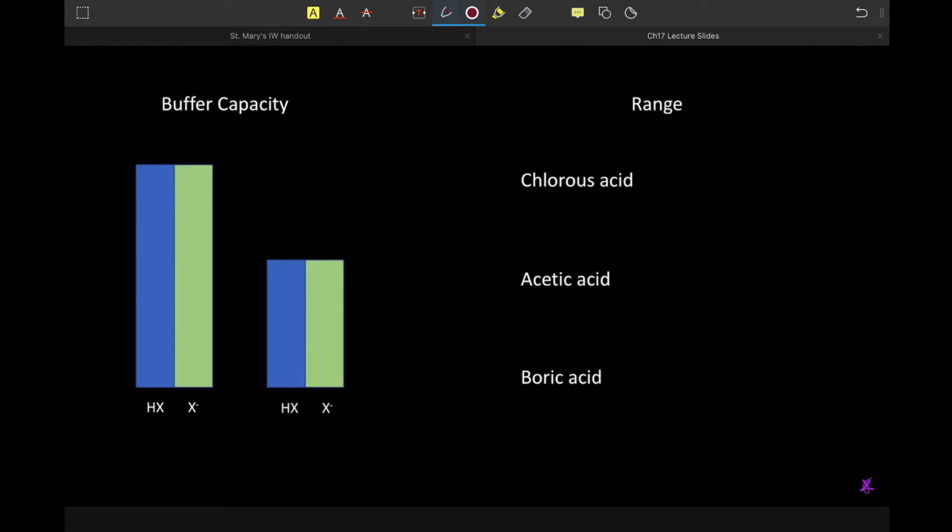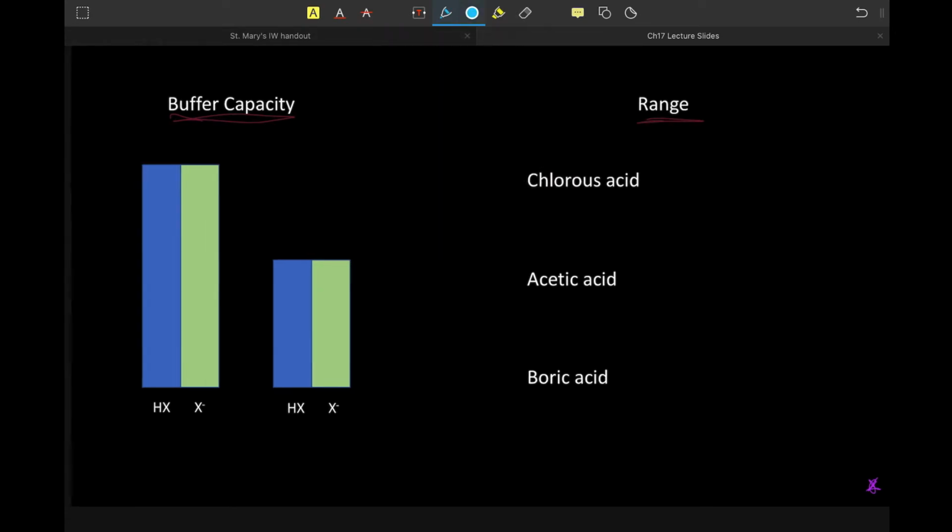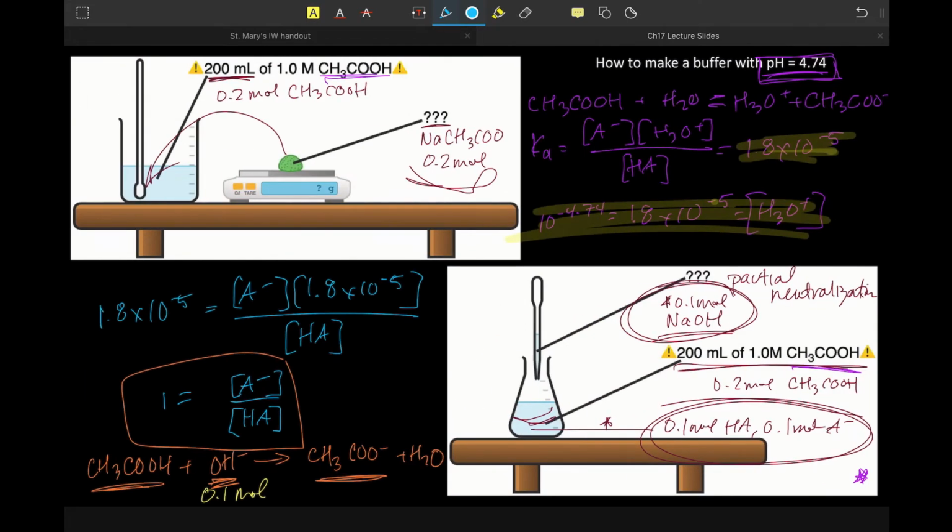Yep, still going. 17.2, and now we're going to talk a little bit about the terms buffer capacity and buffer range. We're going to talk about it in the context of that previous problem, so we're going to skip some slides and we'll go back and do those. In this buffer problem, we created two different buffers with the same exact pH, made with different strategies. One had 0.2 moles and 0.2 moles, and one had 0.1 mole versus 0.1 mole.